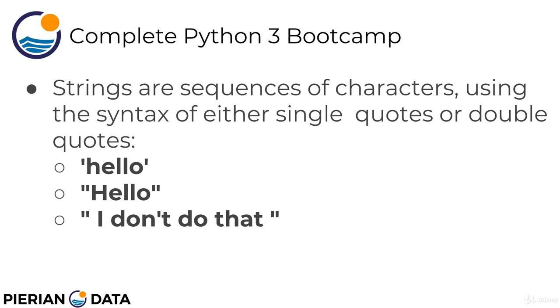First we have hello with single quotes, then hello with double quotes, and then what's nice about having both options of single quotes or double quotes, it means that if you have a single quote in your string that you want to keep and not have that end your actual string, you can wrap it in the other type of quote, such as double quotes or vice versa. So here we can see I don't do that has a single quote in there, but we don't want that single quote to suddenly end the string, so we can wrap the whole thing in double quotes. And we'll see an example of that later on in the Jupyter Notebook.